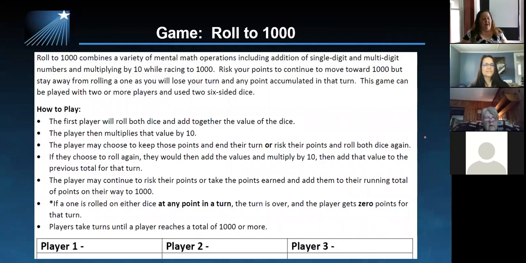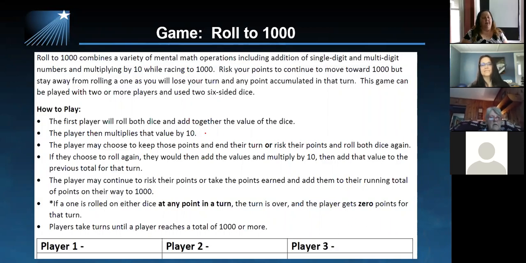It can be played with 2 or 3 or more players. And you need 2 dice. And then you might like a sheet of paper to keep track. So down here, essentially, it would be like the top of my recording sheet. So the first player is going to roll both dice, and they're going to add the values of the dice together. So I roll, and I get a 2 and a 3. I'm going to add those together for 5.